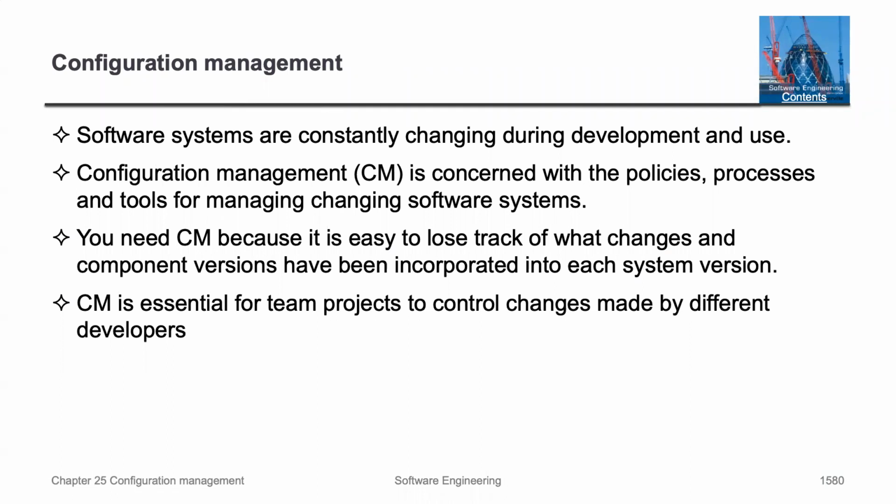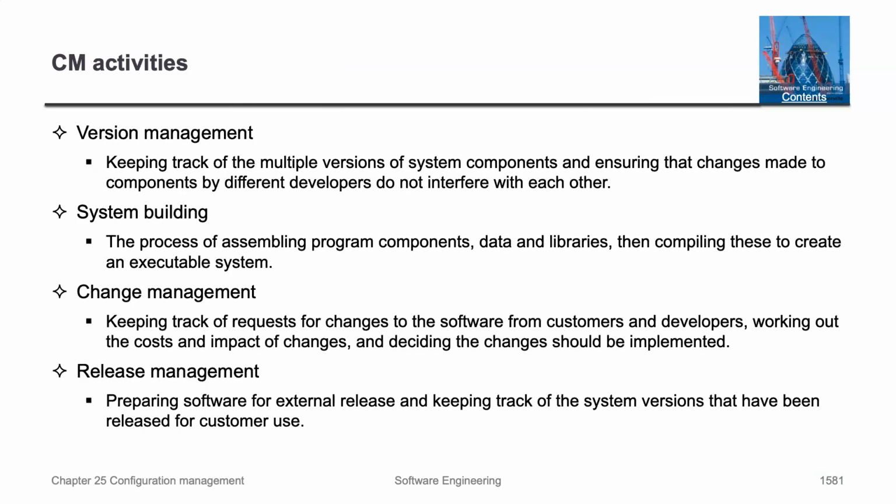So configuration management is concerned with the fact that software systems are constantly changing during development and use. As a result, configuration management is concerned with the policies, processes, and tools for managing changing software systems. You need configuration management because it is easy to lose track of what changes and component versions have been incorporated into each system version. And configuration management is essential for team projects to control changes made by different developers.